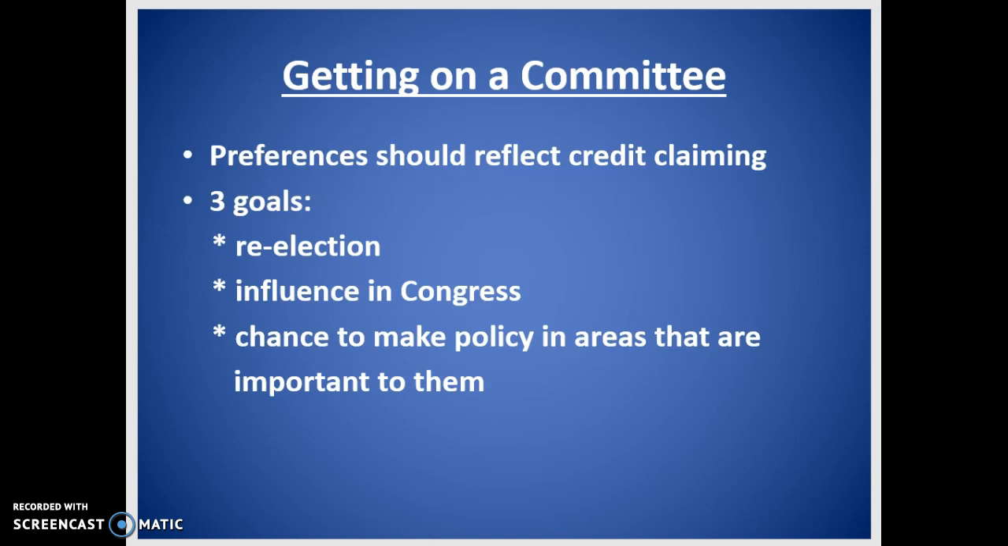If you want influence in Congress, you want to be on the correct committees, and then a chance to make policy in areas that are important to you. Every congressman runs on something that's important to them, so they want to get on the committees that matter to them. If their big thing is urban development, they probably don't want to be on the agricultural committee.